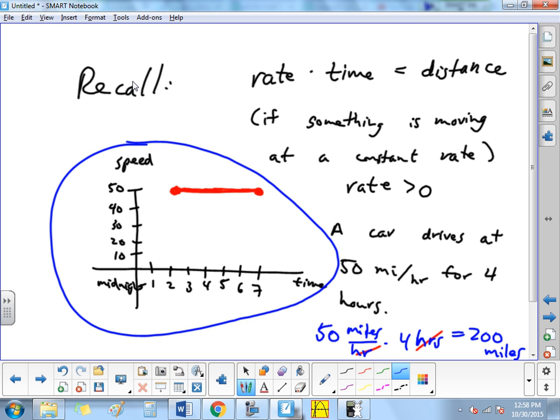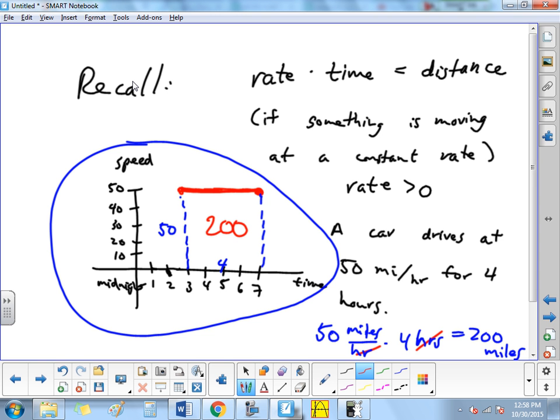It's area, right? It's the area under this curve. Except I meant to go from 3 to 7, so my points are off a little bit. Okay, so we just went from t equals 3 to t equals 7. That's the 4. And the height of this rectangle is 50 because that's the constant speed. So that 200 shows up here as an area.